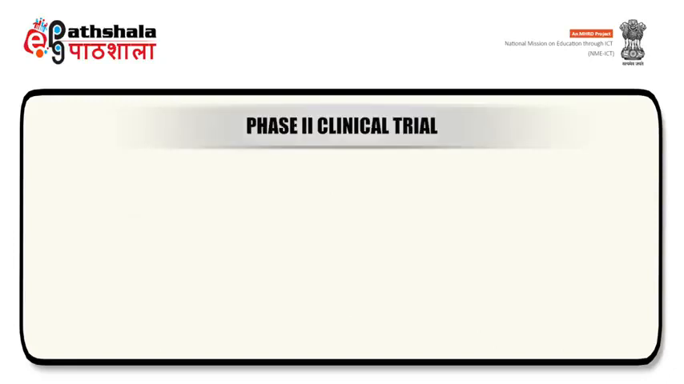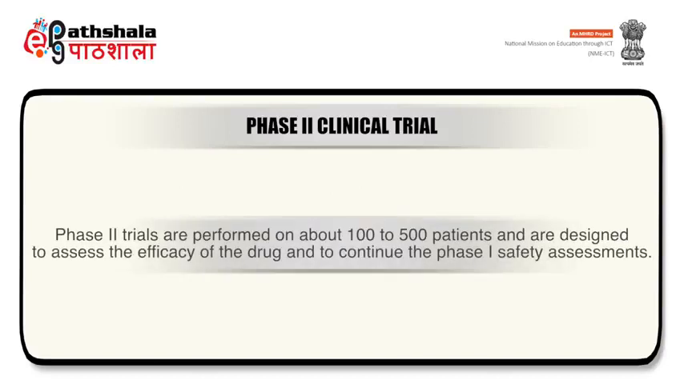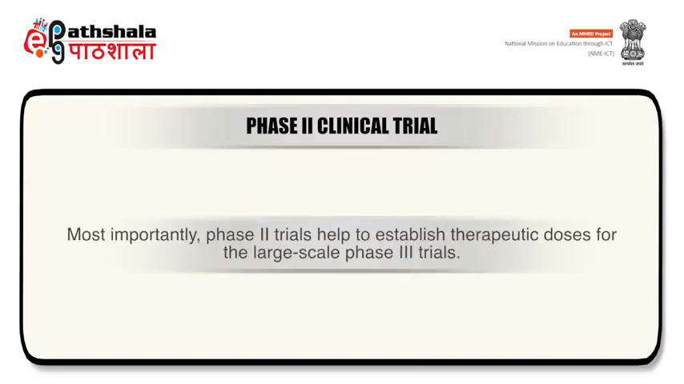After phase 1 trials, phase 2 trials are performed. Phase 2 trials are performed on about 100 to 500 patients and are designed to assess the efficacy of the drug and to continue the phase 1 safety measurements. Most importantly, phase 2 trials help to establish therapeutic dose for the large-scale phase 3 trials.